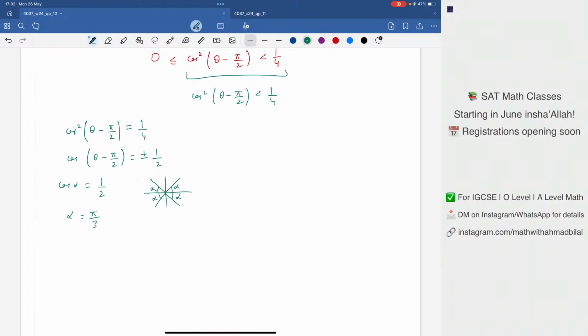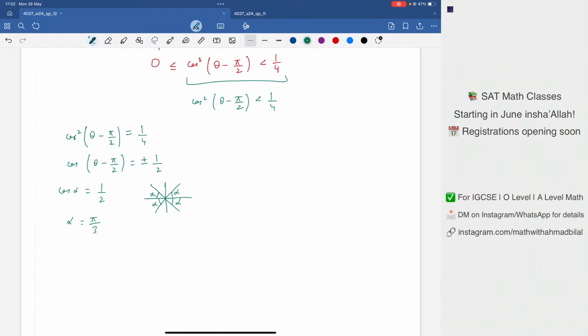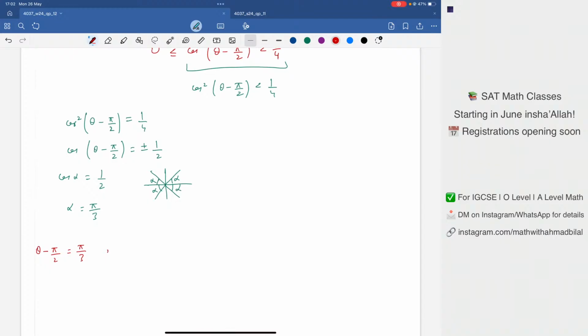So what are those possible angles that we get in each quadrant? In the first quadrant, we have pi over 3. That's one possible value. Now, what is that equal to? The angle was theta minus pi over 2 here. Again, if you wanted to do a substitution here, that's perfectly okay. You could do that, or you could do it directly like this as well. Both will be fine. This is one possible value of theta minus pi over 2 that we're getting in the first quadrant.